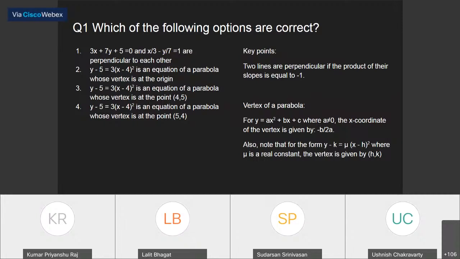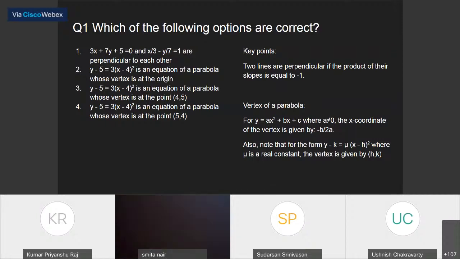Okay, there is one more form, as we see on the right side, that I want you to make. In general, we can write a parabola in the form y minus k equal to mu times x minus h the whole square, where mu is any real number. The vertex is given by h comma k. In the equation we had, y minus 5 equal to 3 times x minus 4 the whole square, h and k are nothing but 4 and 5. So this is also one form of writing a parabola: y minus k is some constant times x minus h the whole square, where h comma k is the vertex of the parabola.